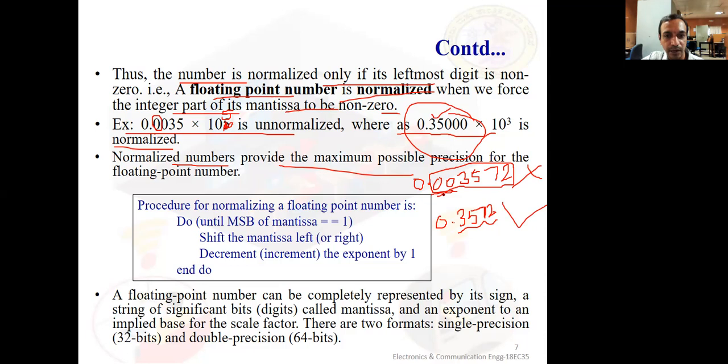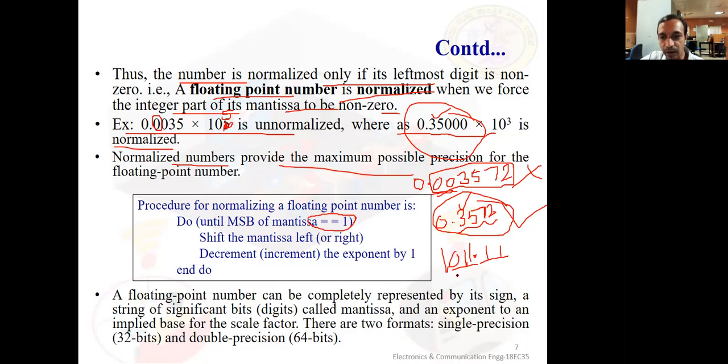Shift the mantissa to the left or right, depending on where the decimal point is, until the MSB of the mantissa is 1. One in the sense that it is non-zero. Because it is binary, we show it as 1 or 0, since in binary you don't get 3, 4, 5. I'm showing a decimal number example, so you are getting this. But in binary, suppose your number is 1011.11. Whether it is fraction, mantissa, or exponent, everything will be in ones and zeros only.